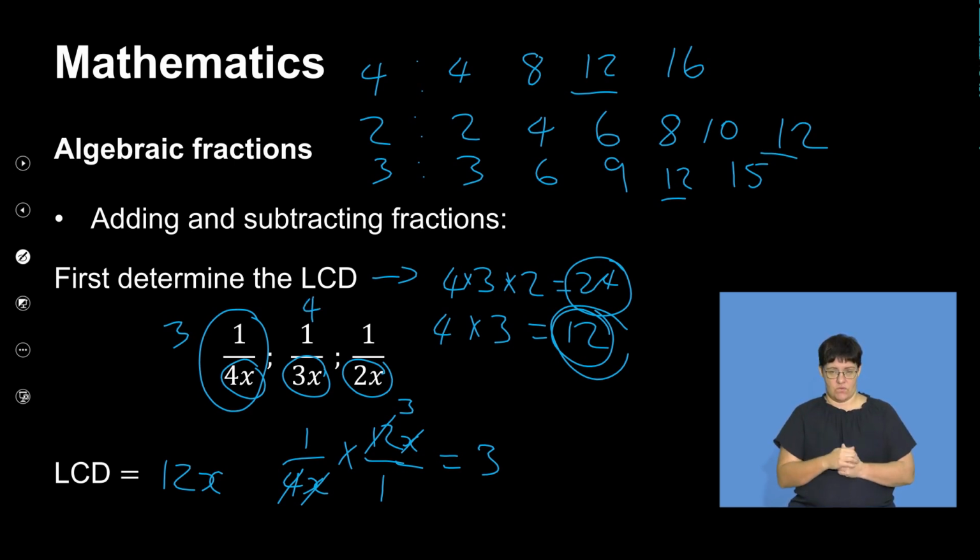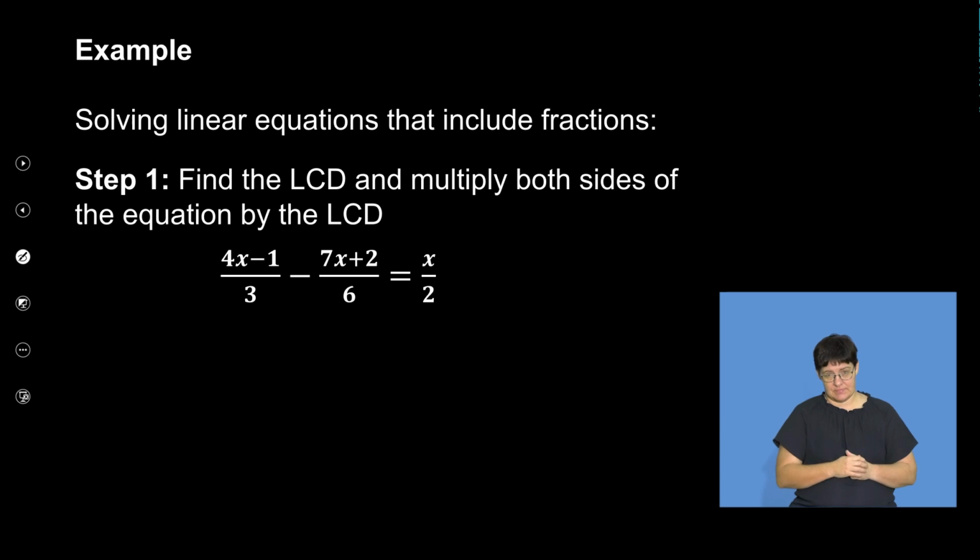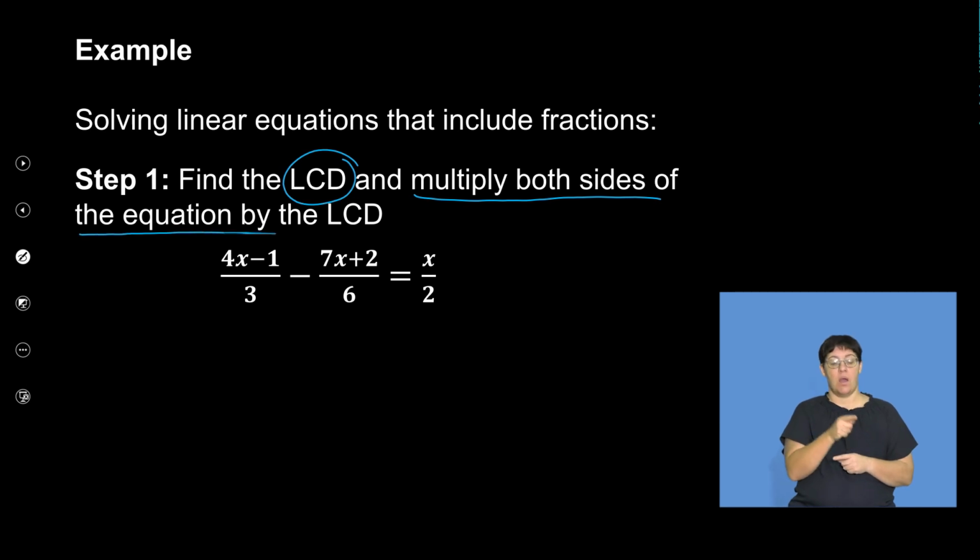And then lastly, if I multiply 1 over 2x by the 12x, this will give me 6. So that's how you then use the lowest common denominator. Now, firstly, when you are solving linear equations that include fractions, you are to find the LCD and then multiply both sides of the equation by the LCD, meaning multiply every term as I just said.